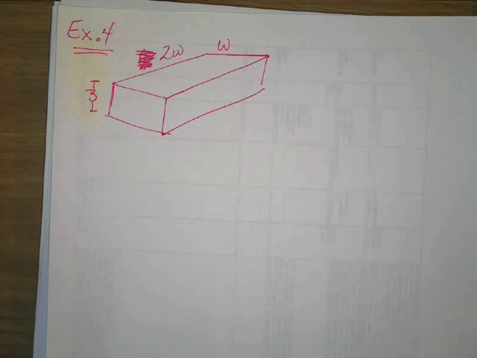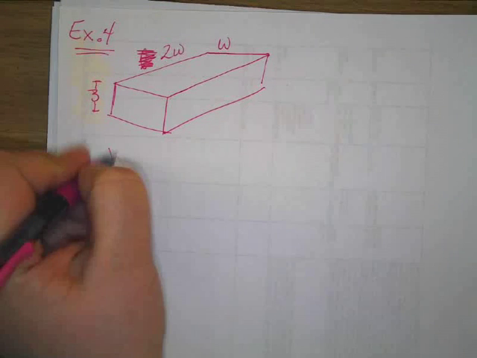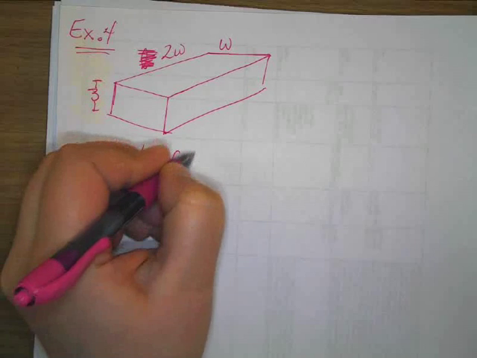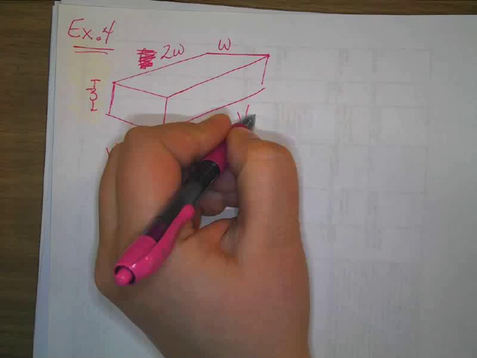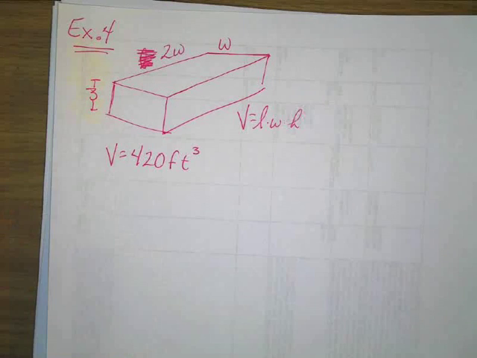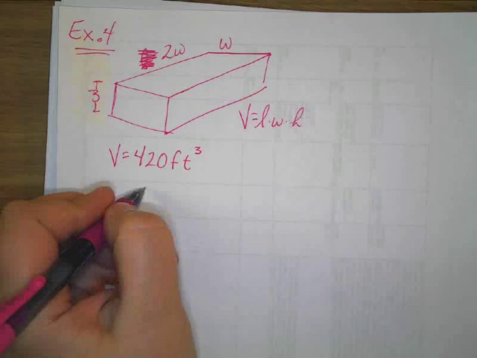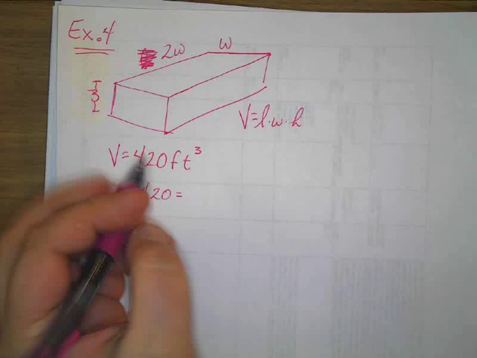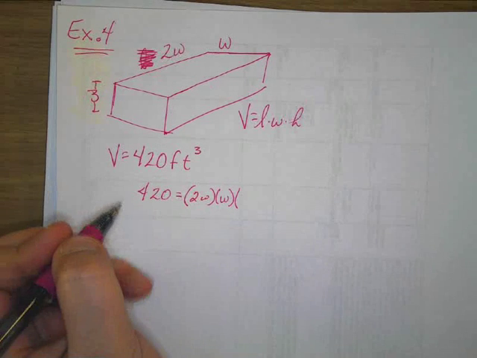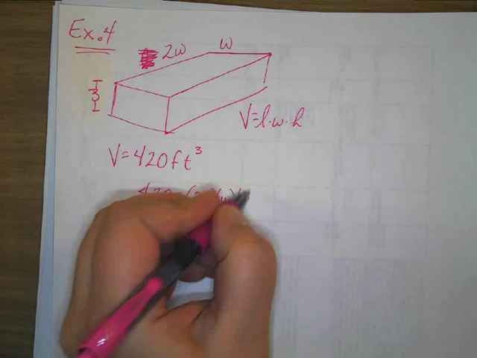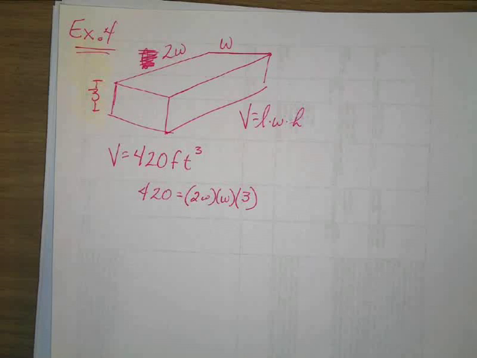Then they tell us the volume of the tank is 420 feet cubed. How do we find the volume of a rectangular prism? Length times width times height. So 420 equals our length, which is 2W, times our width, and what's the height of this thing? 3. So we're going to simplify the right-hand side. Are there any questions where I came up with those numbers and letters and combinations thereof? Okay.